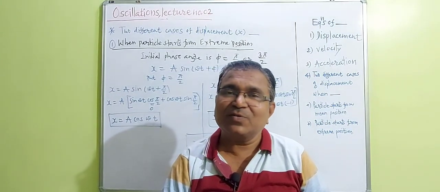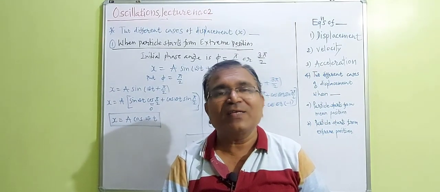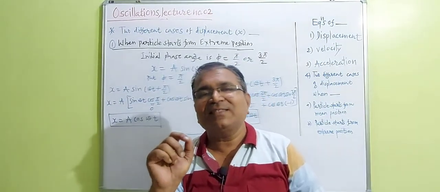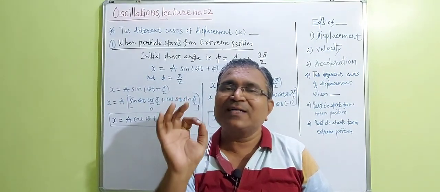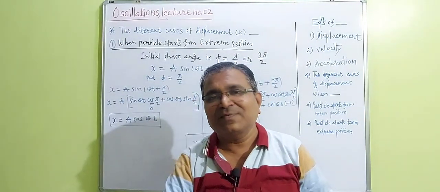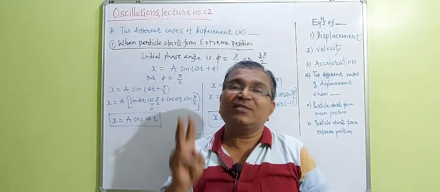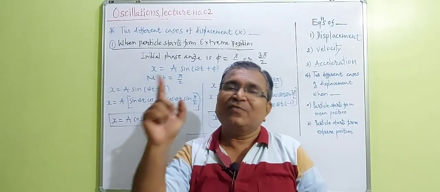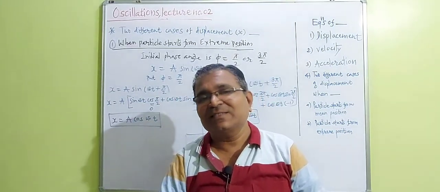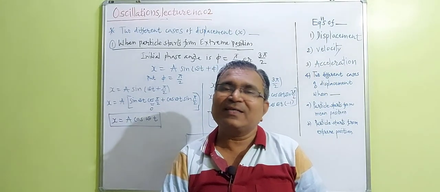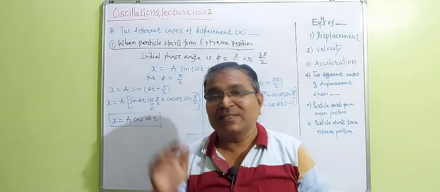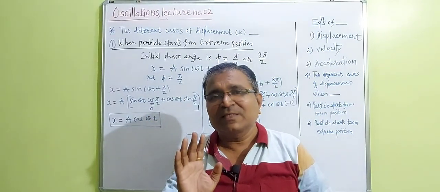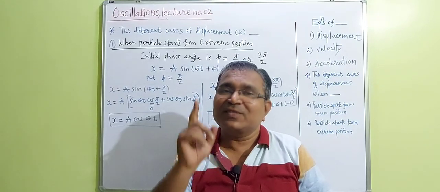So this is all about today's lecture. We have learned the equation of acceleration, velocity and displacement when a particle is performing SHM, and also we have learned two different cases of displacement. Number one, when the particle starts from mean position, and number two, when the particle starts from extreme position. Take a screenshot, and now we will stop here.